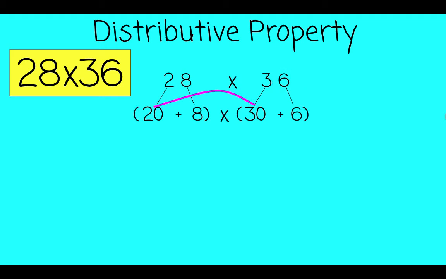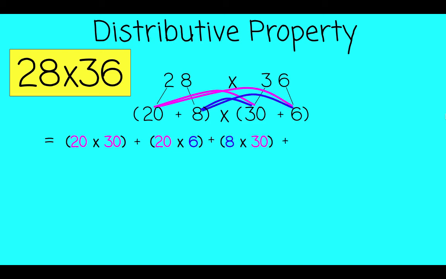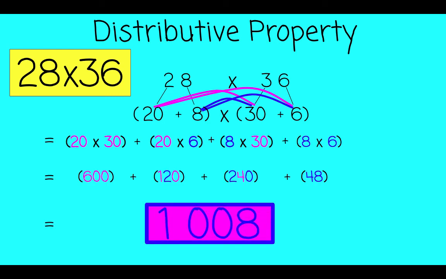Now we can multiply 20 times 30 plus 20 times 6. Then 8 times 30 and 8 times 6, which gives us 600, 120, 240, and 48. We'll add them together for a final product of 1008.